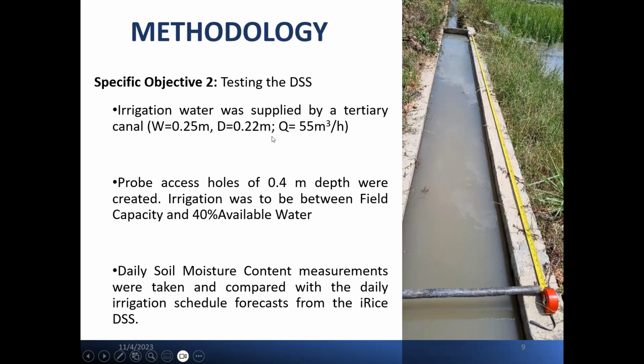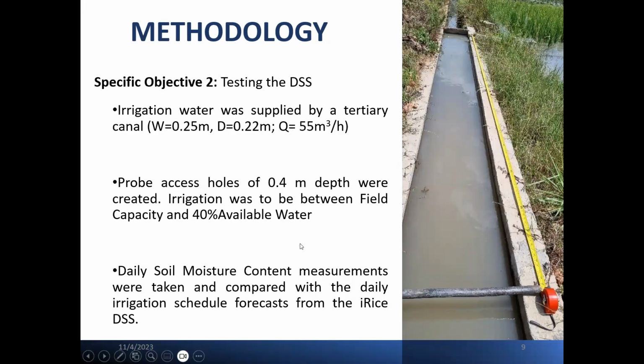Also, the irrigation parameters were determined, and the canal flow was estimated at 55 meters cubed per hour. Then the study used the probe access holes to use the soil moisture sensor to measure the volumetric water content of the soil on a daily basis, every time we wanted to measure it. And we made sure that irrigation was never going beyond 40% of the available water.